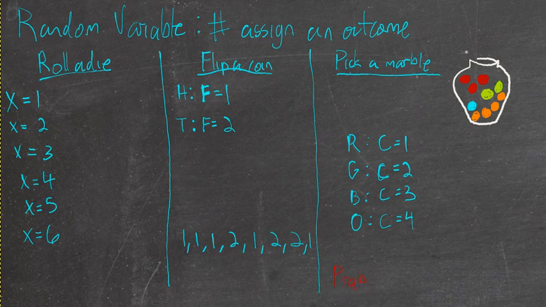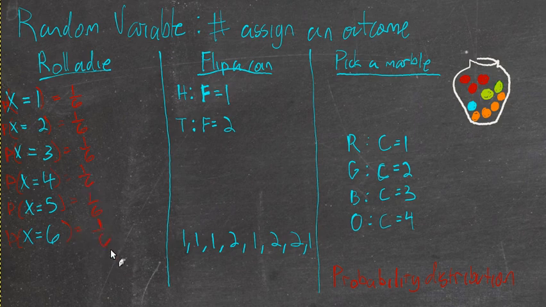So the red parts will be probability distribution. So the probability that the random variable x will be equal to 1, well, that 1 means that you've gotten a 1 on a die. The probability that x will be 1 is 1/6, 1 out of 6. The probability that x will be equal to 2 is 1 out of 6. The probability that x will be equal to 3 is 1 out of 6. And so on.